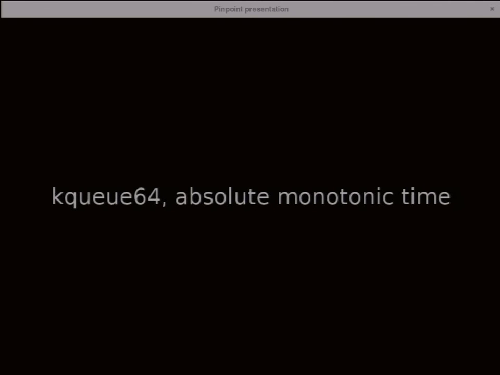KQ64 would be good, mostly because it would let us set kqueue events for absolute monotonic time with microsecond or nanosecond accuracy. Because if you only have 32-bit counters and you want microsecond or nanosecond accuracy against the monotonic time, that stops working after, I don't know, some number of days of uptime. So you basically need 64-bit for that.